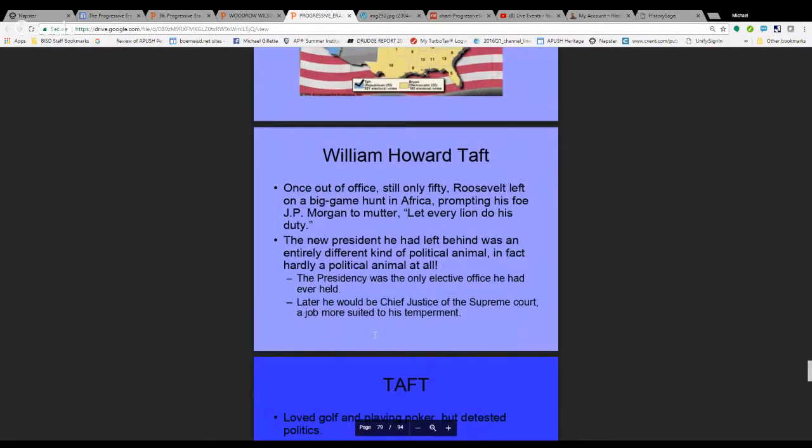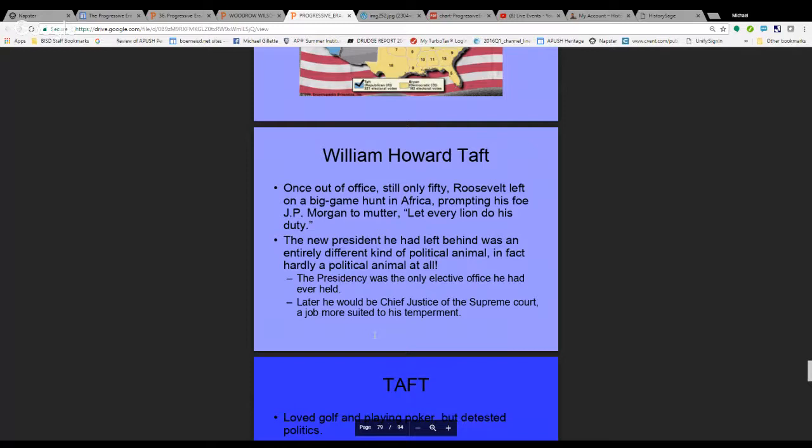Once out of office, still only 50, Roosevelt left on a big game hunt in Africa, prompting his foe, J.P. Morgan, to mutter, quote, "Let every lion do his duty." The new president he left behind was an entirely different kind of political animal. In fact, hardly a political animal at all.